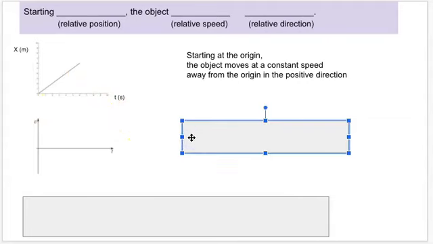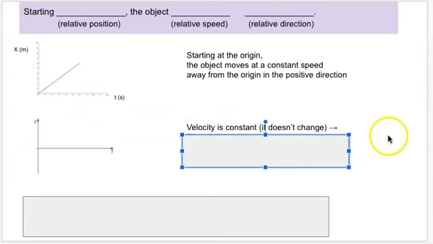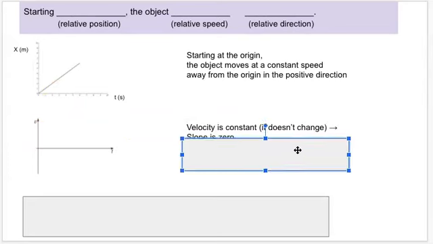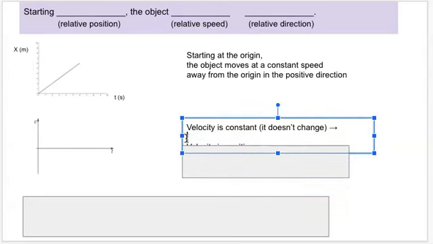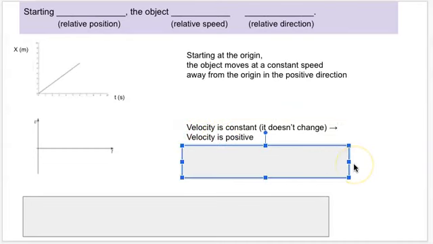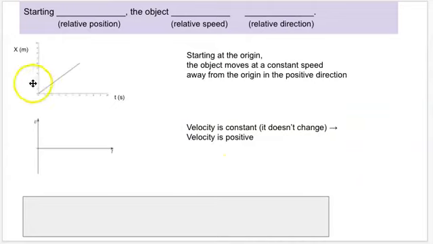Let's get a little more blunt about our velocity. Our velocity is constant. That means it doesn't change. Take that slope out. And our velocity is positive. Okay? So our velocity is constant and our velocity is positive. Well, let's make up a number. Let's say that the slope here was 5 meters per second. That means that every second along the path, the slope or the velocity is positive 5 meters per second. Every second.